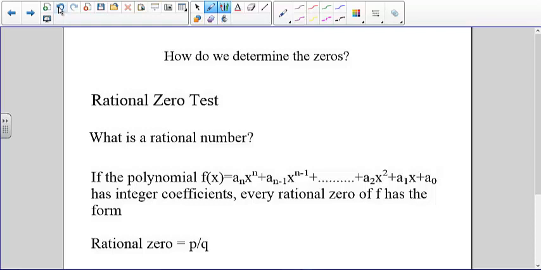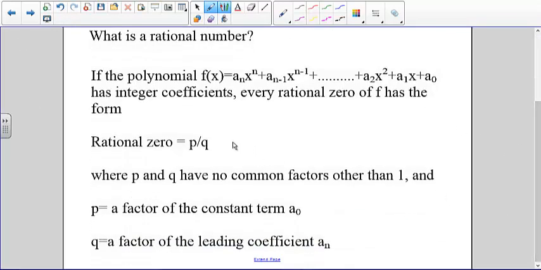And p and q are the factors of... did I get that right? P is the factors of a sub 0, which is the constant on the end, and q are the factors of the leading coefficient. So I got those mixed up.